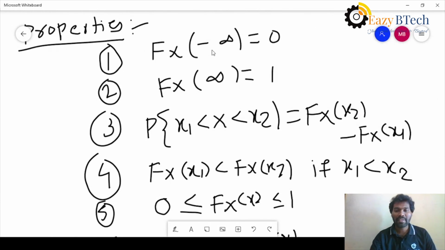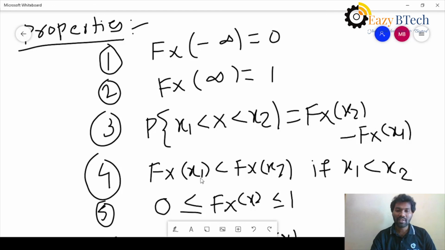So F_X of minus infinity is equal to zero. Minus infinity, that means the leftmost point on your real axis, has a probability of zero. Similarly, F_X of infinity is equal to one. That means the rightmost point has a probability of one. Similarly, the third one: P of x1 less than X less than x2 is equal to F_X of x2 minus F_X of x1. So in some range, if you want to find the probability, it is the difference.